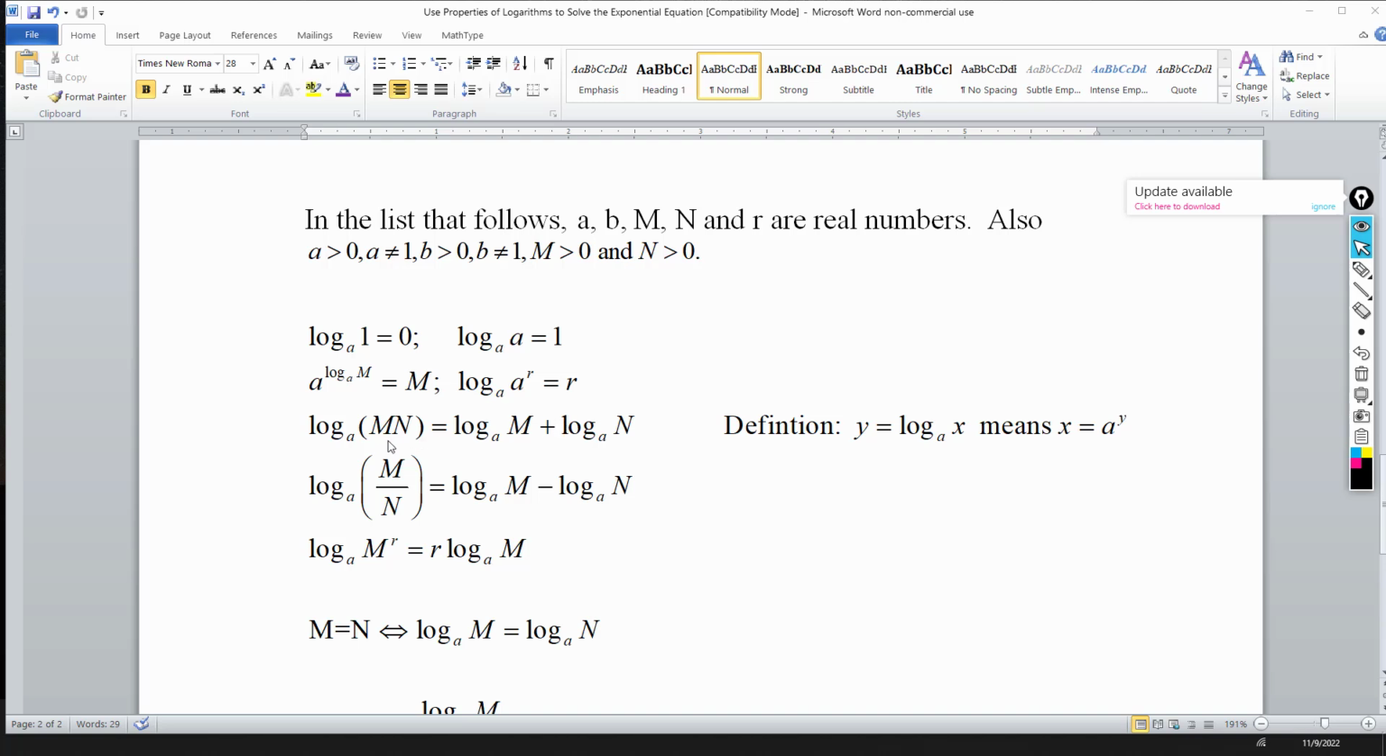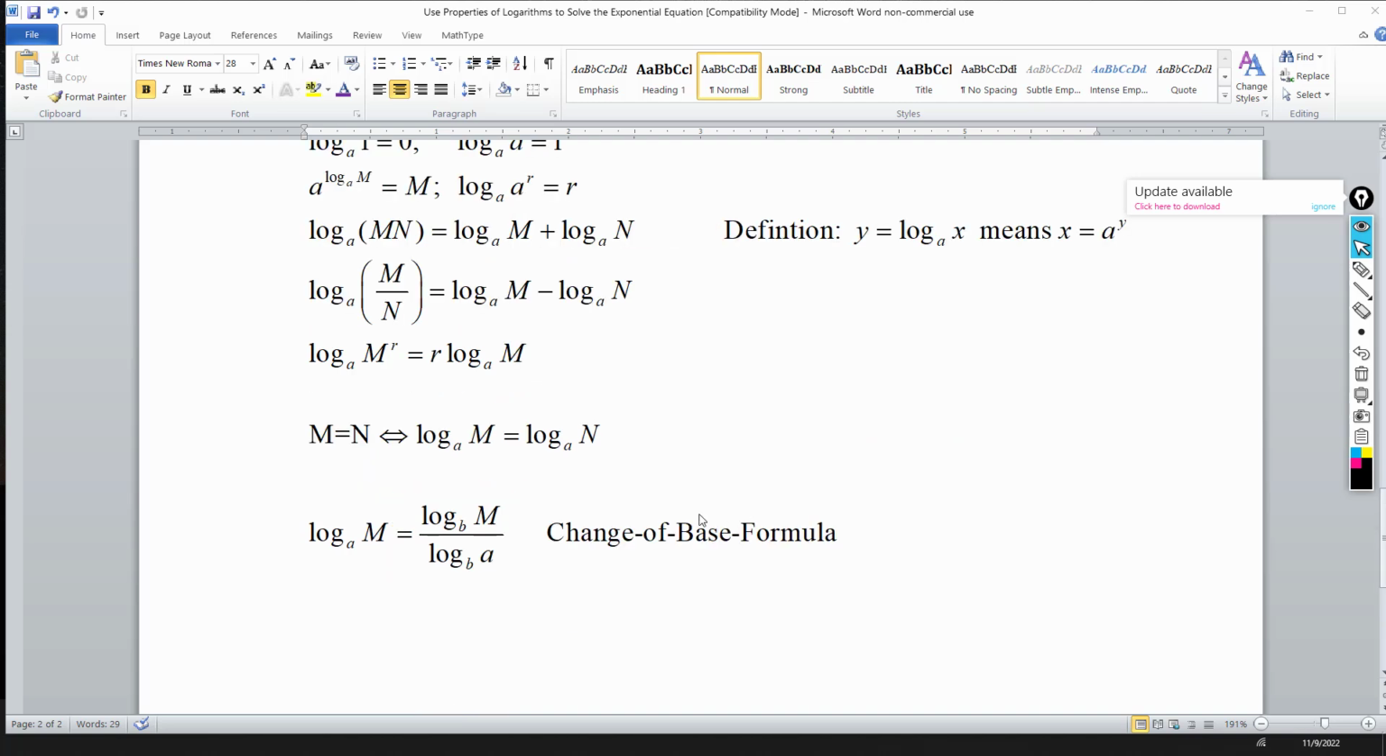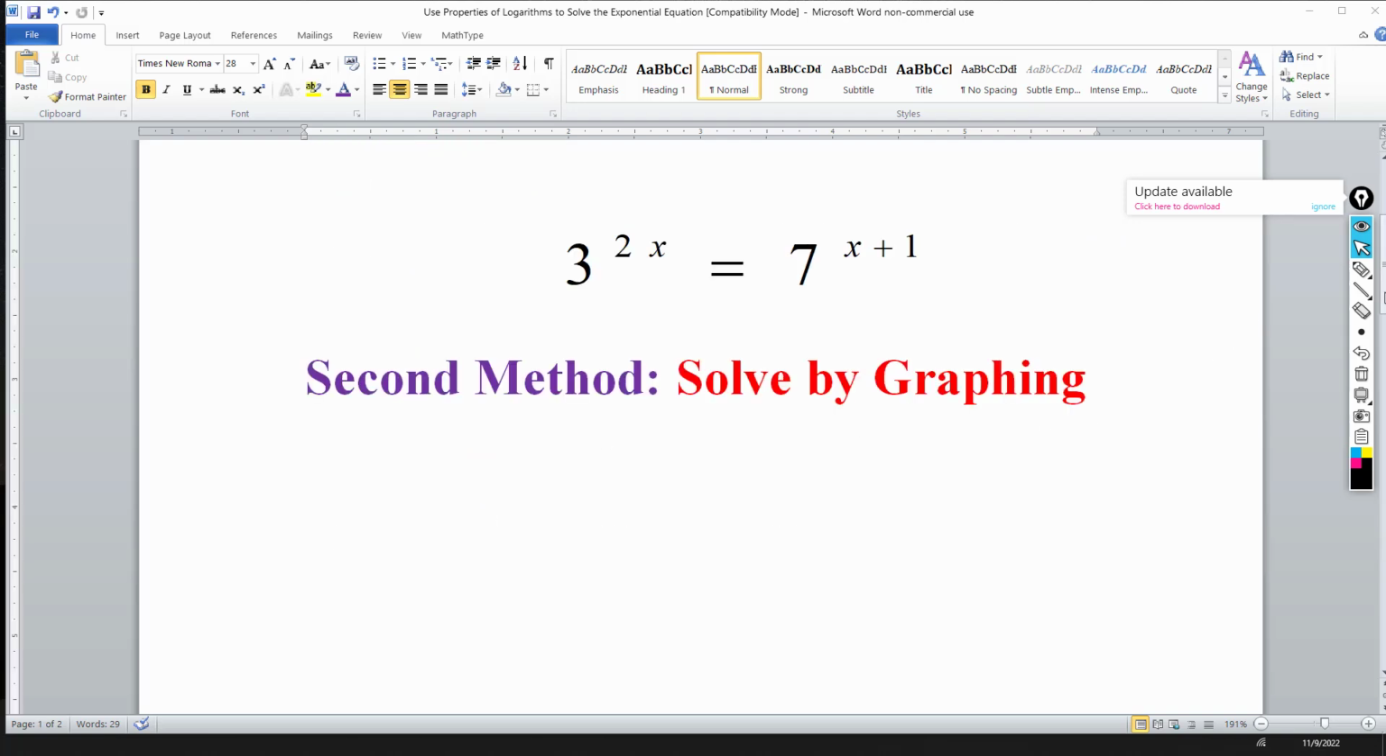The main ones are: the log of a product of two numbers or two expressions is equal to the sum of the logs. The log of a fraction is the log of the numerator minus the log of the denominator, to whatever base you're using. And we have this one here: the log of some number to a power is equal to the power times the log of that number. And also, if you have m equal to n, and m and n are positive numbers, I can take the log of both sides to the same base, and I'll still have equality. So here's what we'll do for this one.